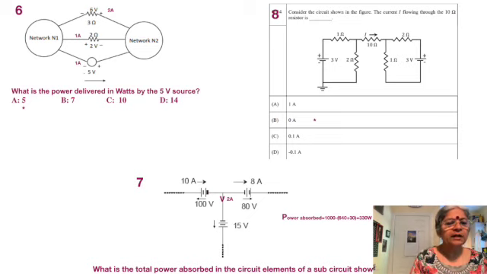What is asked is what is the power delivered in watts by the 5 volt source. So conservation tells us that whatever is created is consumed there itself, and so whatever power is demanded by the two ohmic values is now delivered by this.